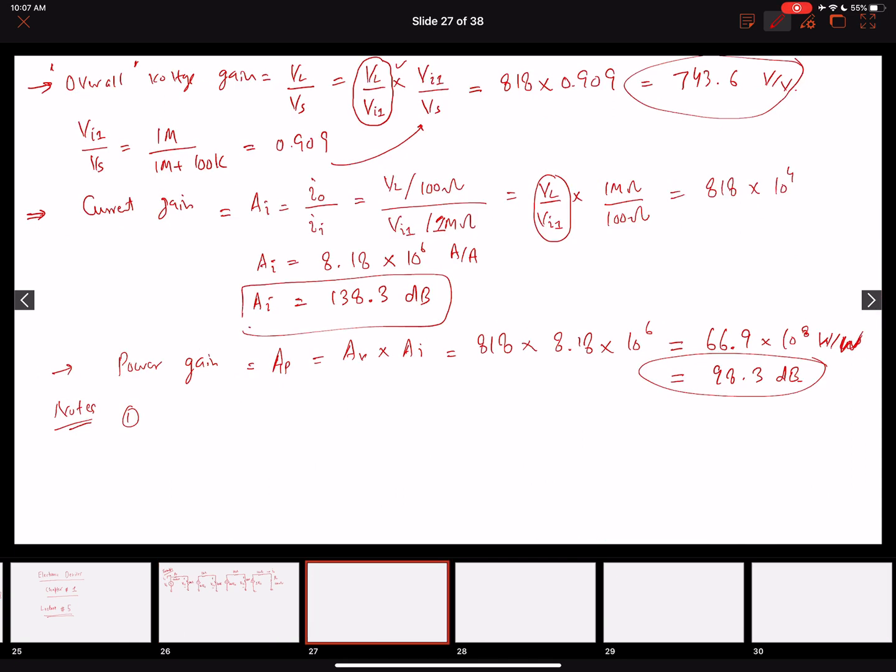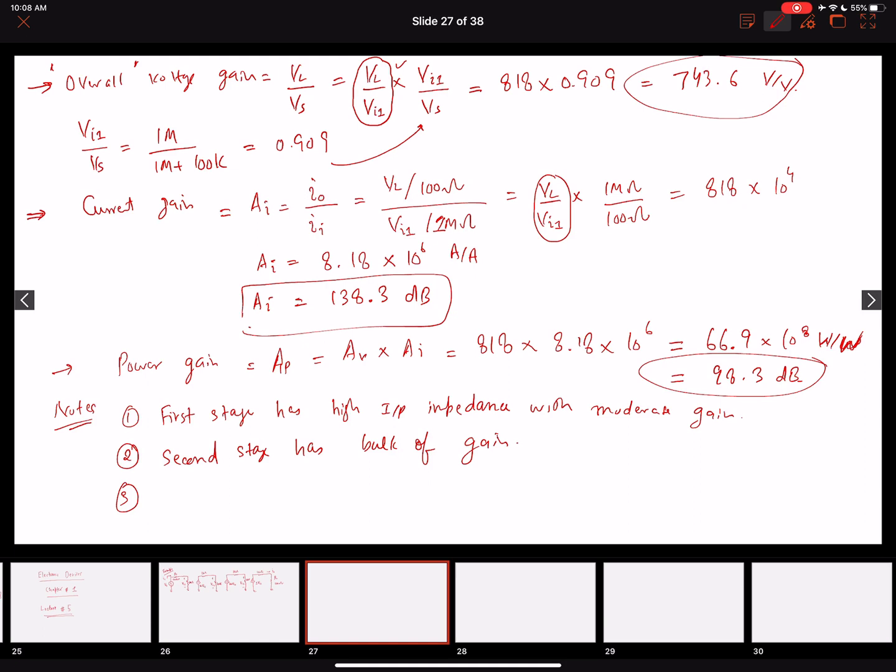All right. So in terms of notes, our first stage has high input impedance with moderate gain. As I just discussed, our second stage has the bulk of the gain. So the main signal amplification is happening in the second stage, where the gain factor was 100, and for the first stage it was just 10.